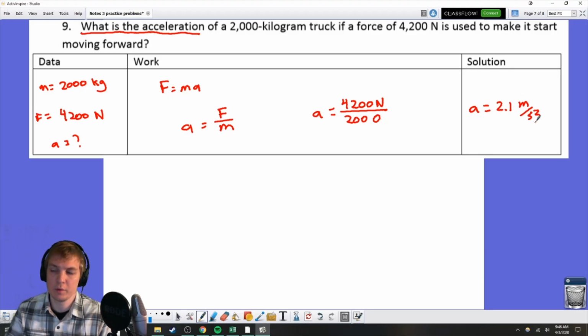All right, so that concludes the practice problems for Notes 3. I'll see you in Notes 4 when we talk about Newton's third law.